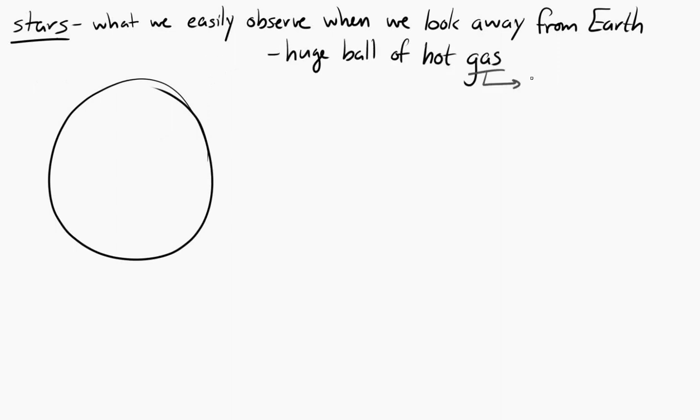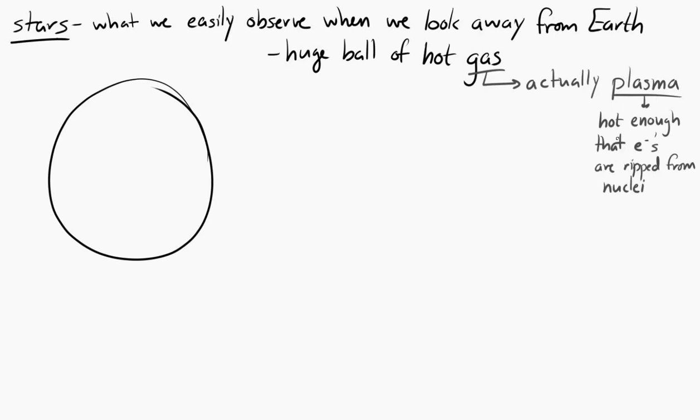They're another phase of matter called plasma, which is very, very hot gas that is so hot that some or all of the electrons have been ripped off of the nuclei. Stars are mainly made out of hydrogen. You might ask why. Well, the reason is that the universe is mainly made out of hydrogen, at least the normal matter that we can see.